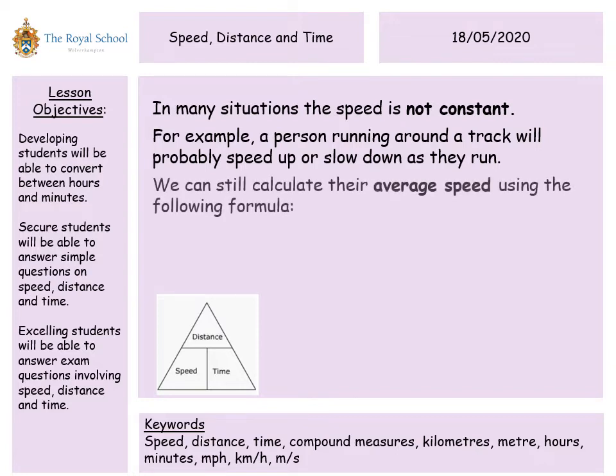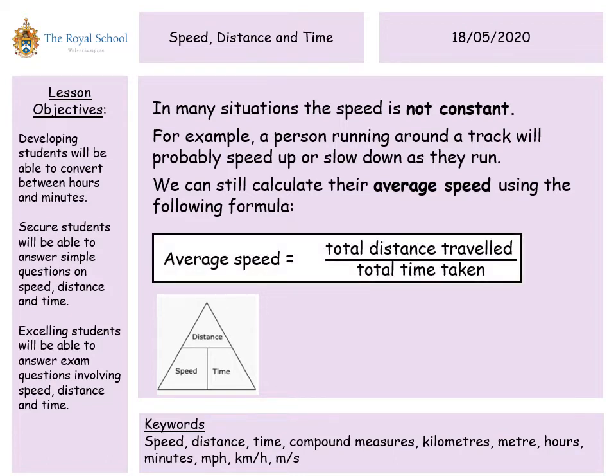finish line. We can still calculate their average speed, and it's using the same formula as before. So average speed would be the total distance travelled divided by the total time taken. So don't get put off by the average part if you see this in a question. It just means use the total distances and the total time taken.